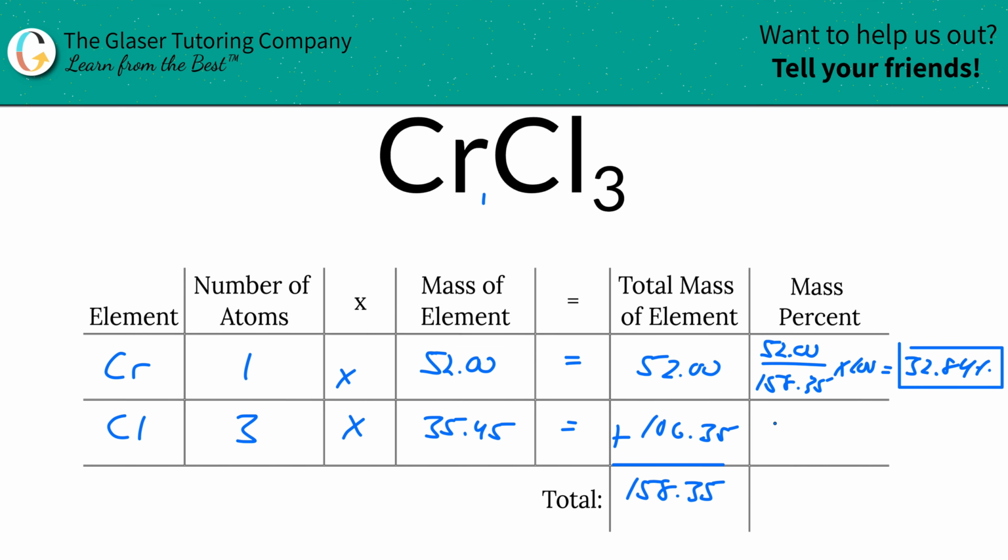And then chlorine. We're going to take the total mass, 106.35, and simply divide it by 158.35. Multiply that by 100, and this is going to be 67.16, and that's in terms of percent. To check, just add these two together. Hopefully it works out to be 100. And you should be good.